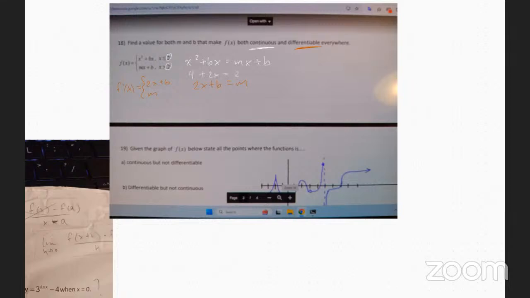At that value, right? And then this one is going to be 4x plus b equals m. Whoops, 4 plus b equals m. So m equals 4 plus b. Plug it back in. Sorry, I put an x there. I should have put a b there.